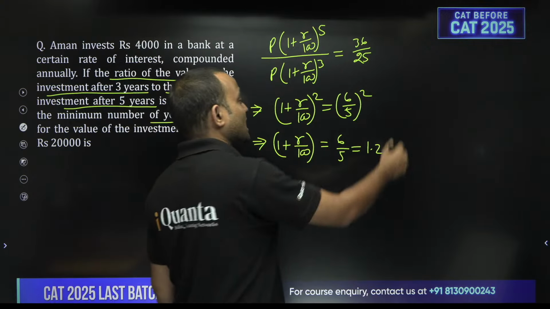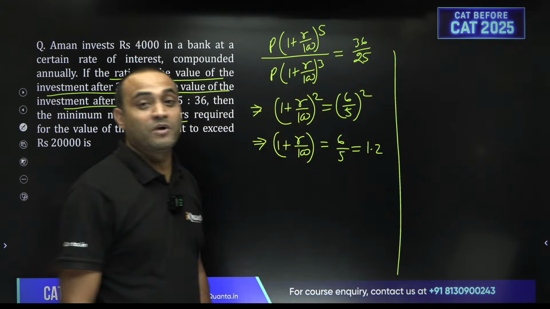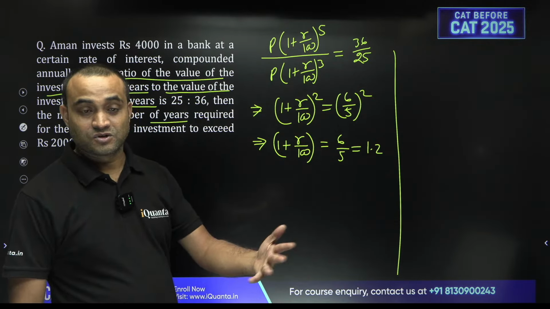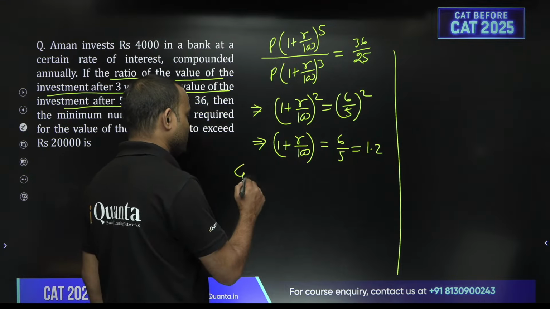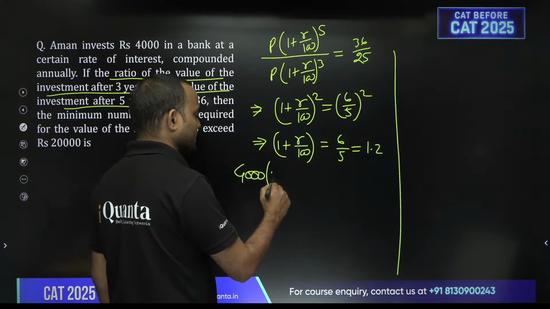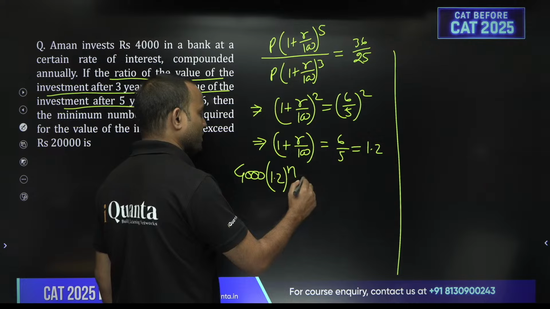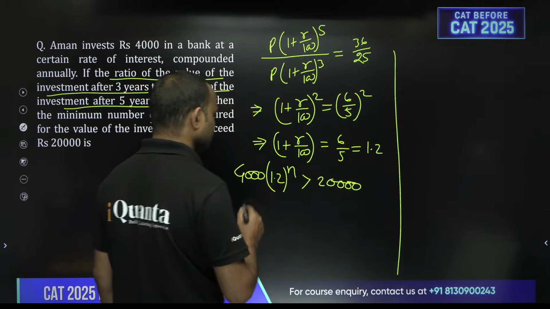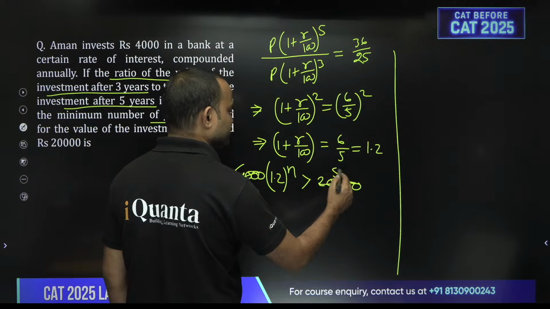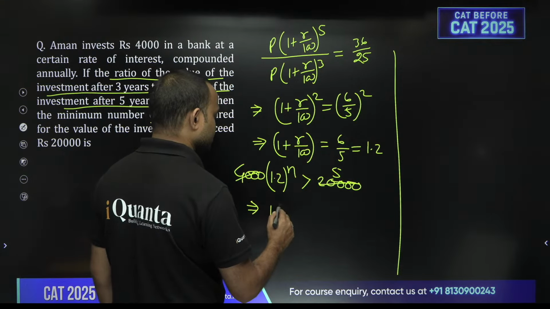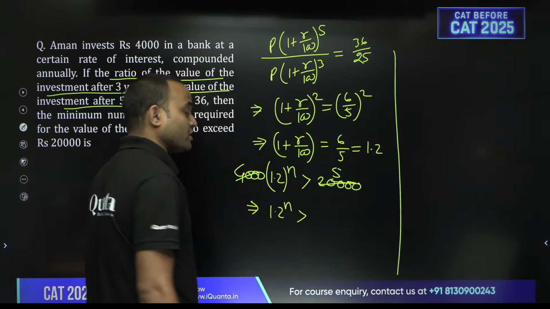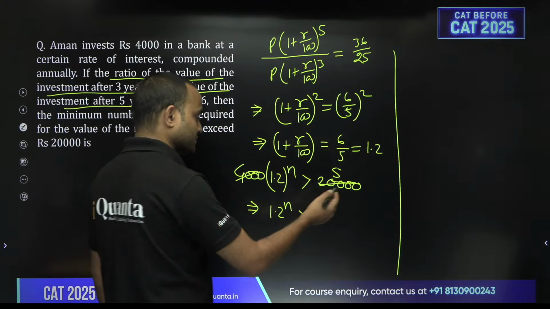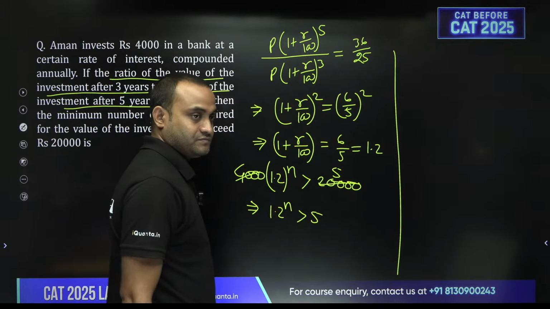Now, question is, after how many years the amount will exceed 20,000. So, if the principal is 4,000, 4,000 into 1.2 to the power n should be greater than 20,000. So, 4,000 5 times 20,000. Now comes the interesting part. 1.2 to the power n should be greater than 5.